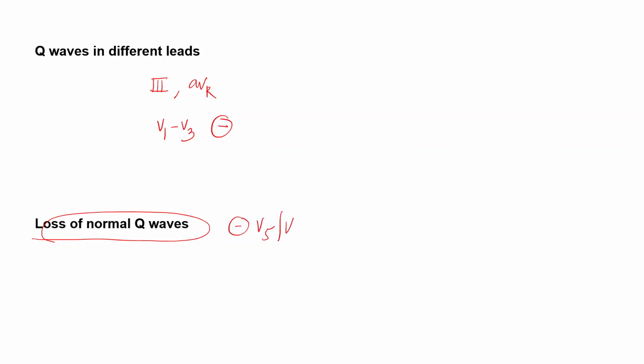So Q waves in different leads, I told you that Q waves are only prominent in lead 3 and AVR, and they are absent in V1 to V3. So loss of normal Q waves. Remember this point: if normal Q waves are absent in V5 and V6, that means there is left bundle branch block. Now, why is this happening?